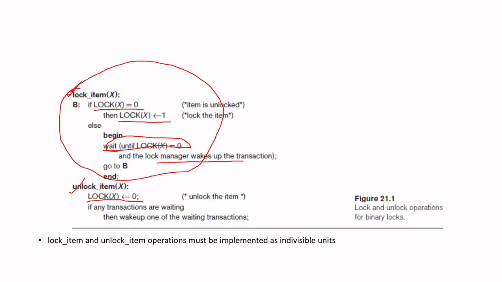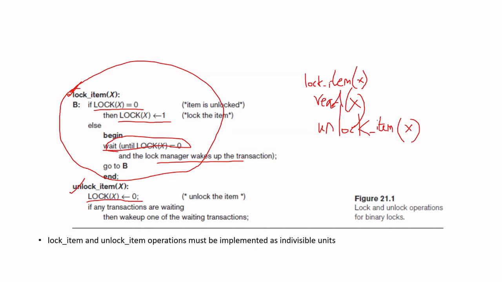So this is the concept of a binary lock. Whenever you want to access a data item, first of all you say lock item on that particular item. If you want to read variable x, first you have to say lock the variable x, then you do a read x, and then you have to do an unlock item x. This way multiple transactions will not try to access the same data item.